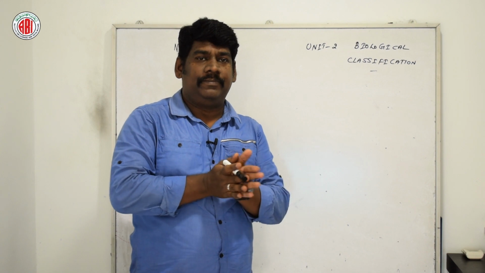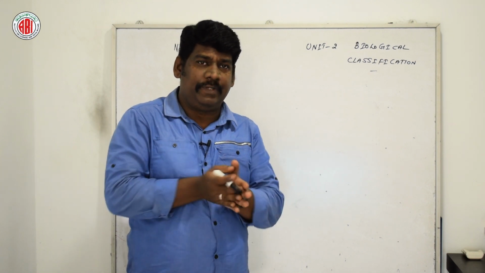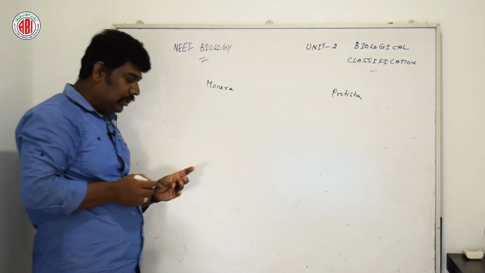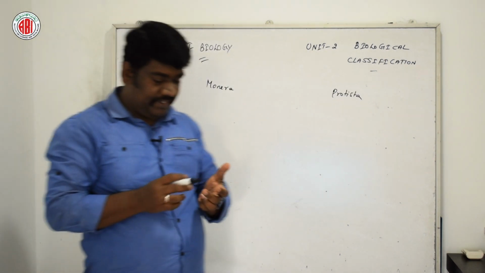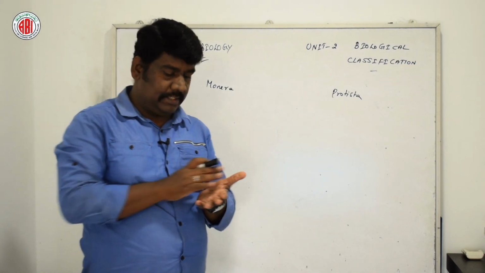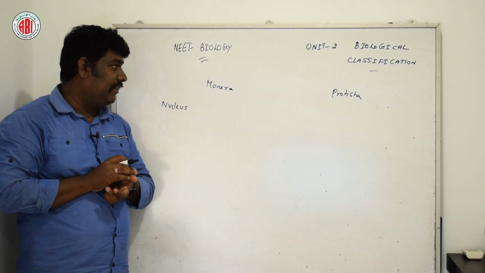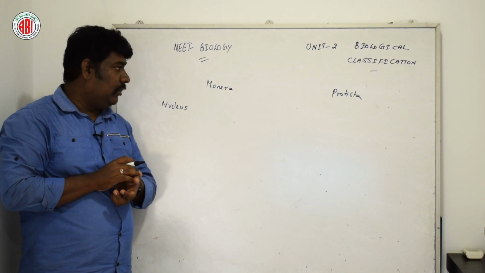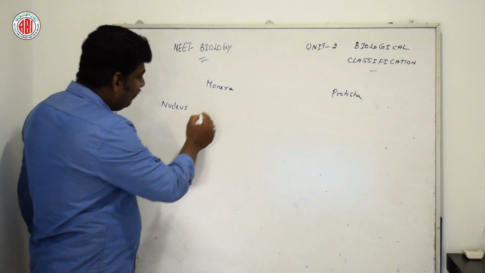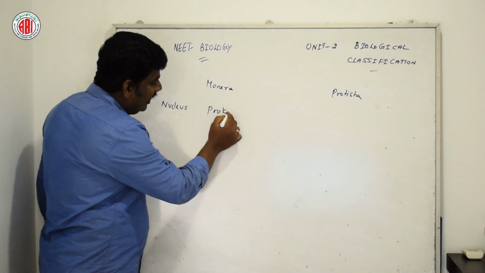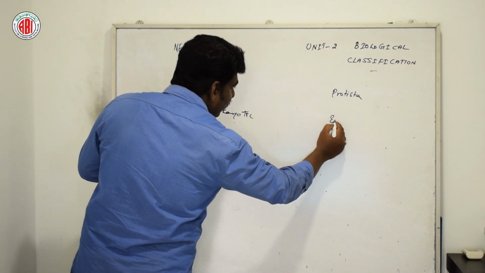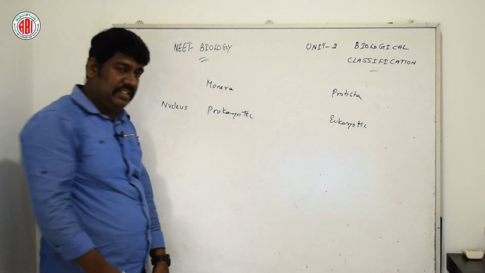Okay, now let us talk about some differences between Monera and Protista. These are some common differences seen between the categories of Monera and Protista. Talking about the nucleus, the Monerans come under the category of prokaryotic organisms, and the Protista are eukaryotic organisms.